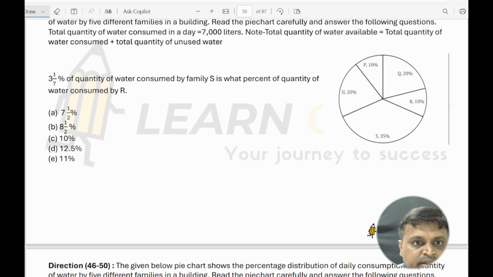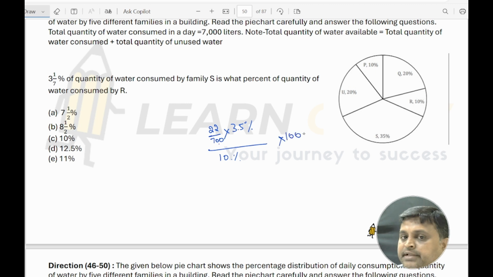1/7% of the quantity of water consumed by family S is what percentage of the quantity of water consumed by R? Consumed by R is how much? 10. Okay, and 1/7% means 22 by 7%. 22 by 7% means 22 by 700 of the consumption of family S. Family S is how much? 35%. 22 by 700 into 35% is what percentage of 10%?